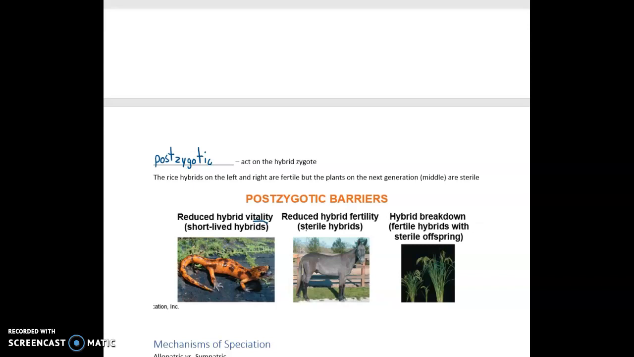Sometimes they're sterile. This is a mule, and it's the offspring of a donkey and a horse. And they're unable to have their own babies, so they're not fertile. And then lastly, there's hybrid breakdown. And the rice hybrids on the left and right, here and here, are fertile, but the hybrids in the next generation are sterile, and it doesn't look like they grow very well.